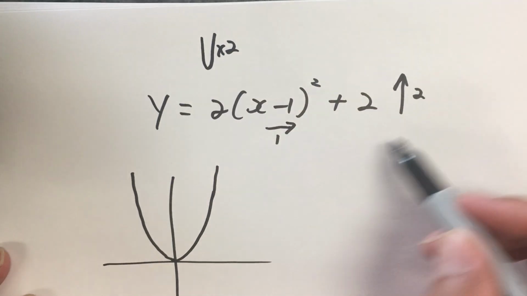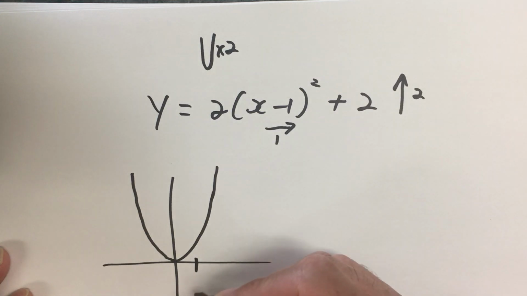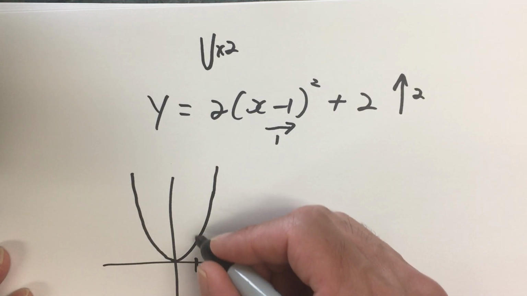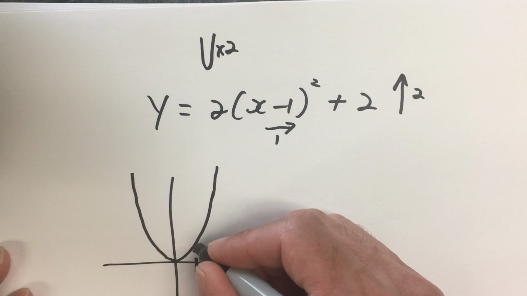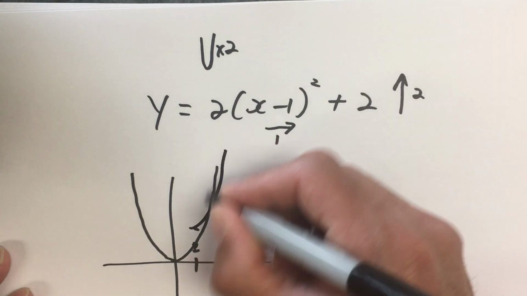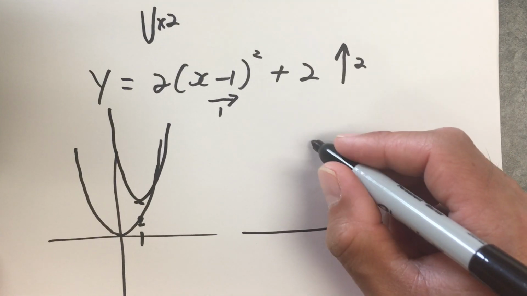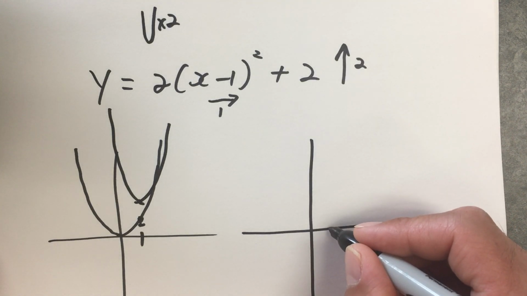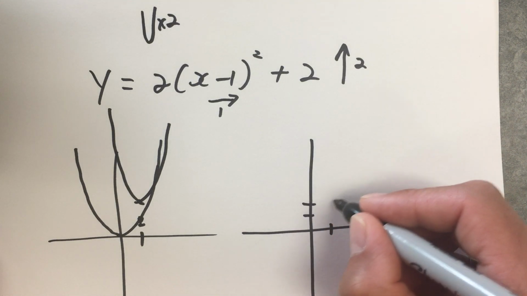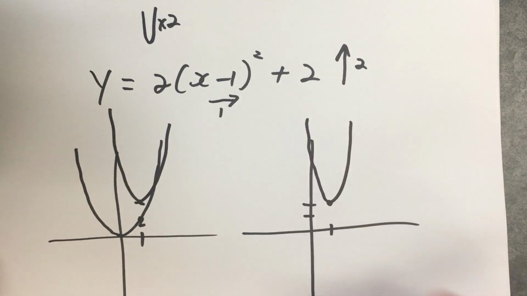So I'm going to apply those 3 transformations to this. I'm going to go 1 to the right. I'm going to go 2 up. So that's 1, that's 2. And I'm going to stretch it. So let me draw it by itself without the original x squared just to make it look a bit cleaner. I go 1 to the right, 2 up, and I stretch it, and very quickly I get a sketch of what it should look like.